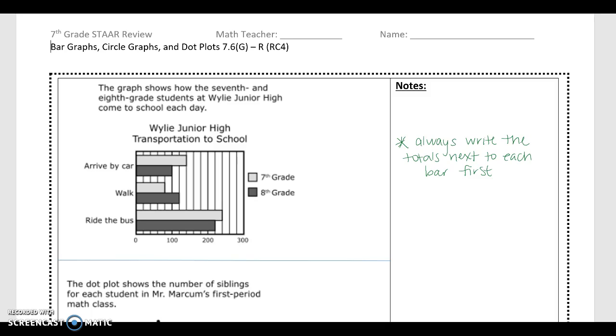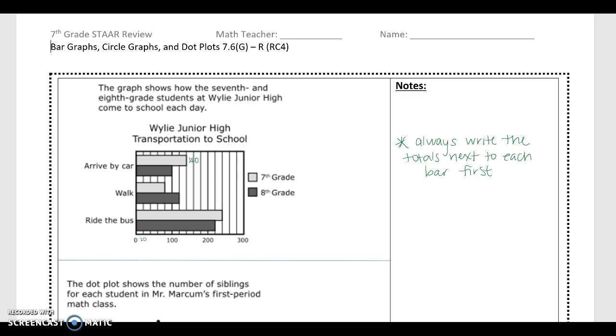So for example, here's 100, and then there's 1, 2, 3, 4, 5 lines, okay? And it goes from 100 to 200. So 100 divided by 5 is 20, right? So each of these little lines represents 20. So this first bar is going to be at 140.